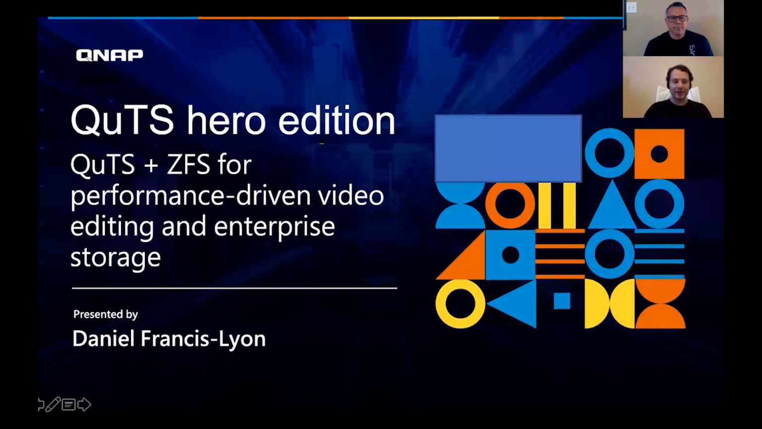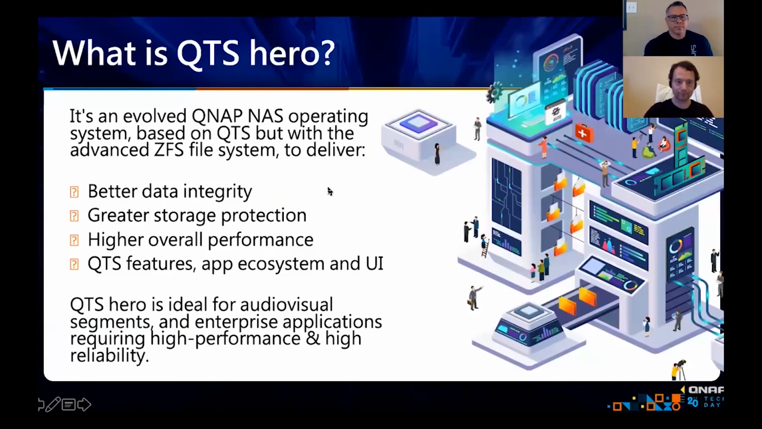So QTS Hero, as I mentioned, is QTS with ZFS. We're calling it QuTS now. What this offers is better data integrity. We have protection from silent data corruption, greater storage protection because we now support up to triple parity, and higher overall performance. I'll get more into how these features help with performance, and you get all this without sacrificing the App Center.